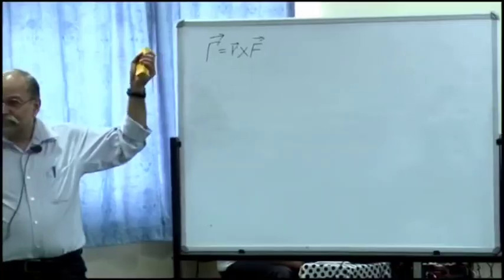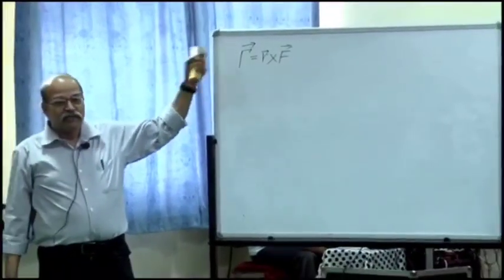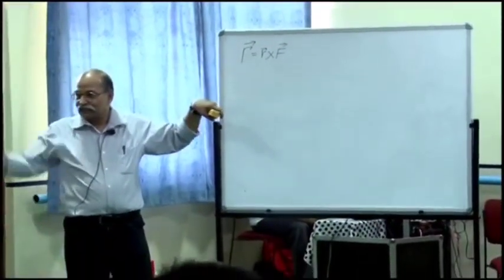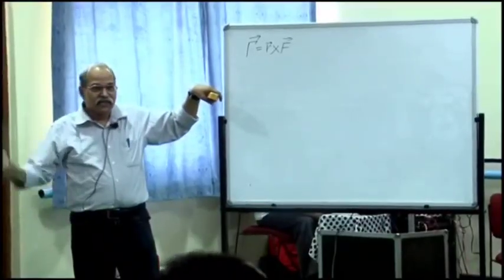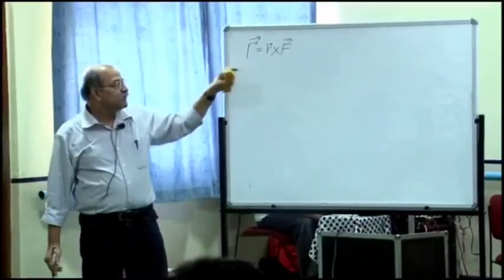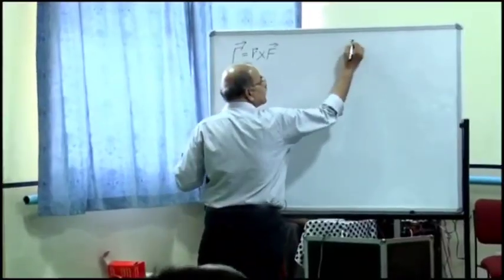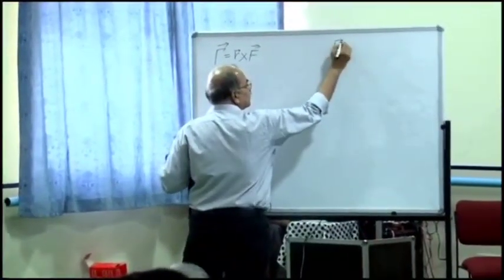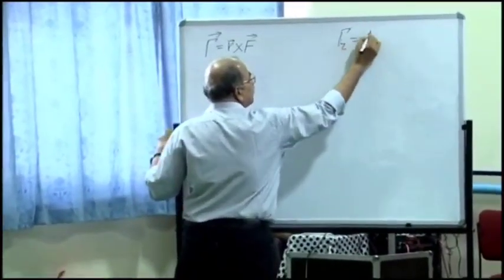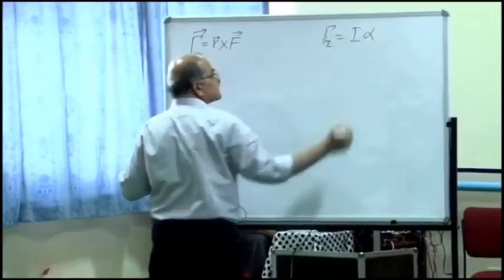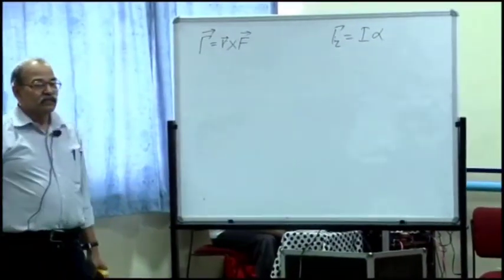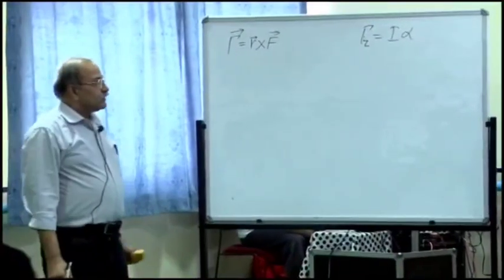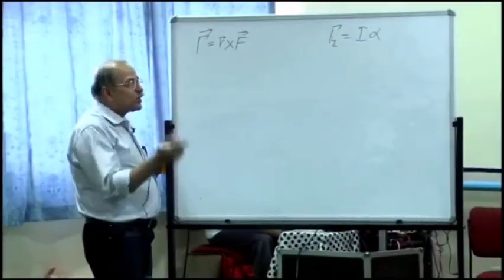This is our definition of torque, and from here we take the z component, where the z axis is along the axis of rotation. Then we write our dynamics for that fixed axis rotation: the torque z component is moment of inertia times angular acceleration. Okay. Now, let us do some algebra on this.